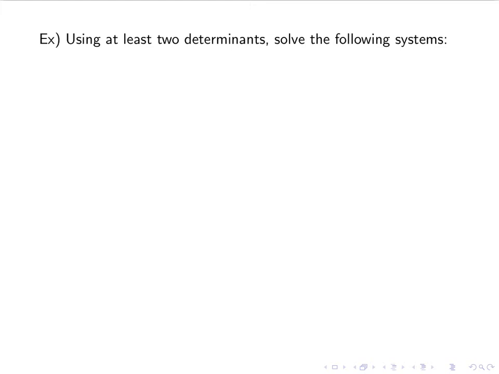Okay, so let's try it again. Using at least two determinants, so we have to use Cramer's rule to find at least one variable, so we need d, and then one of d sub x, d sub y, d sub z. If there aren't any zeros in my columns, then I do want to use Cramer's rule with more than two determinants. So we have to do at least two. We might have to do more depending on how many zeros we have.